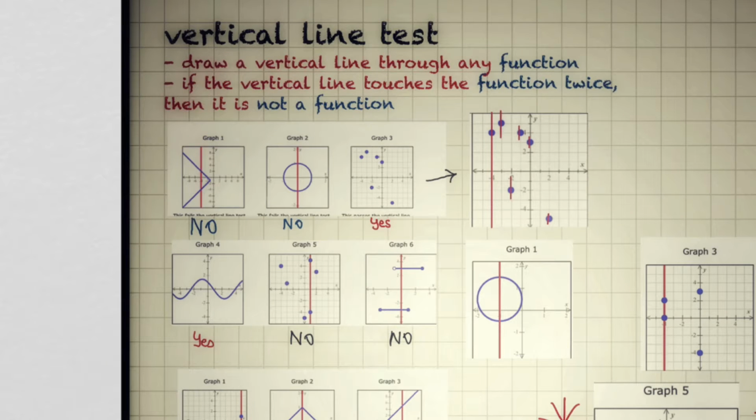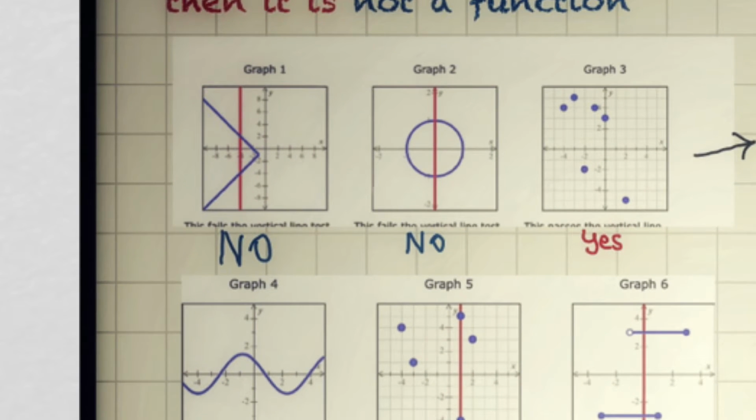Okay, so the vertical line test determines whether whatever function you have is actually a function. It's pretty simple. You draw a vertical line through any function, and if that vertical line touches that function more than once, then it's not a function. So here, for example, notice how this line goes through this function, so this isn't a function here.